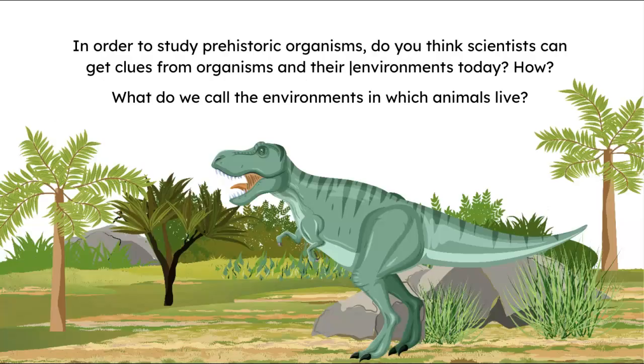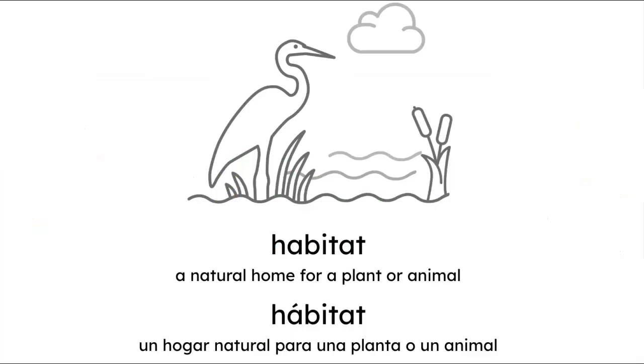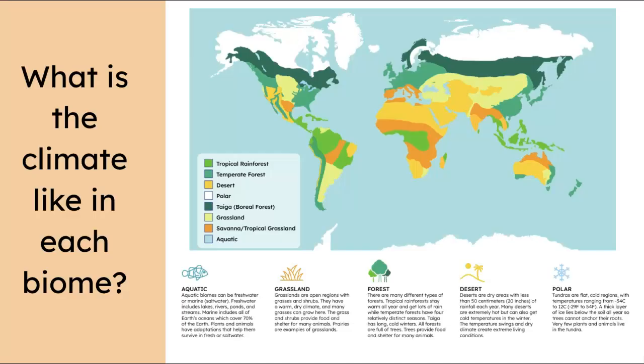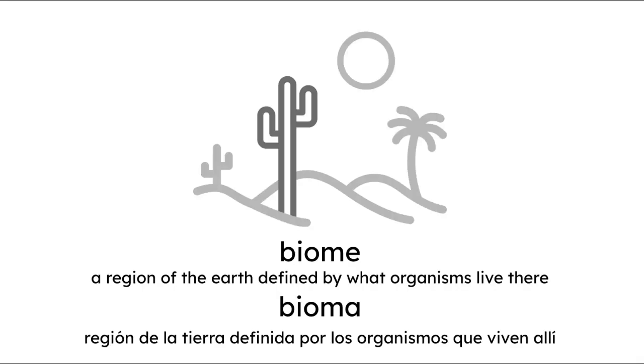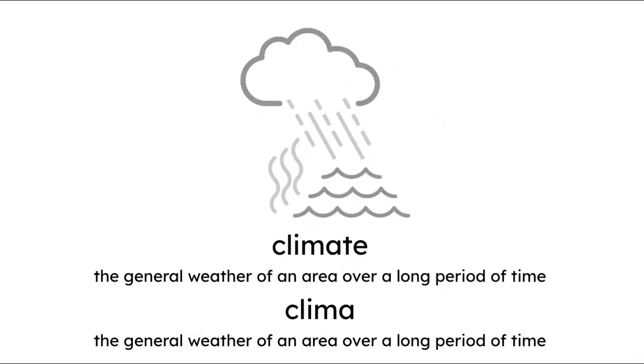To begin the Explore portion, you'll discuss the environments in which animals live and post the habitat vocabulary card. You'll then display an image of the biome map and explain to students that a habitat is a particular area within a larger biome. Grouping organisms with similar adaptations together can help us better understand life on Earth. You can post and discuss the biome and climate vocabulary cards.